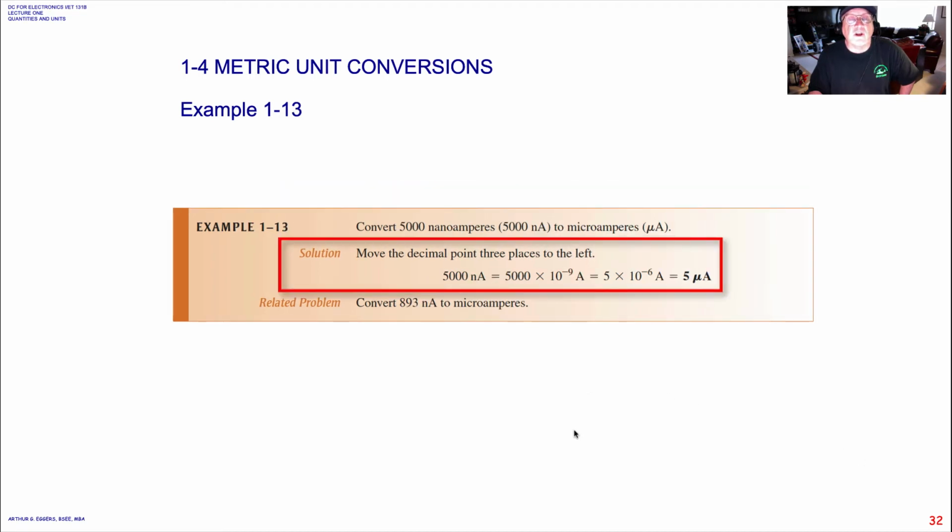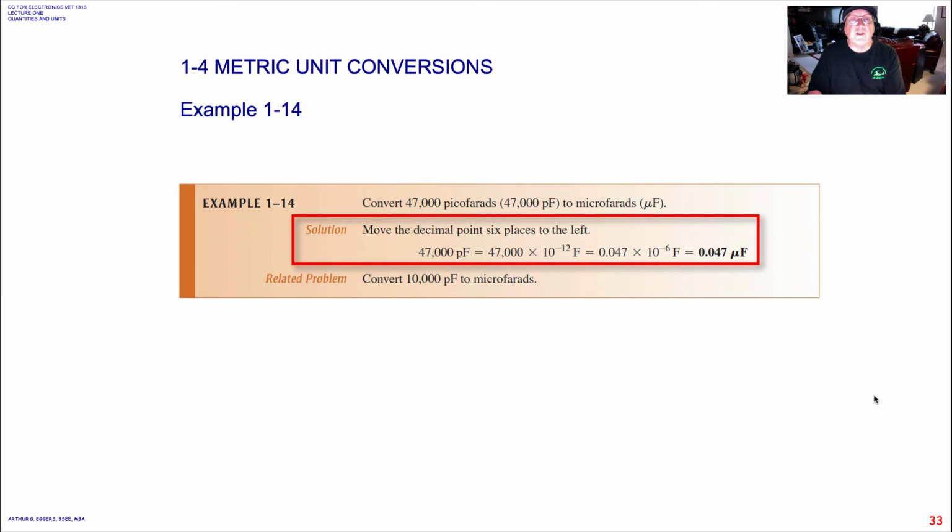In this example, we're going to convert 5,000 nanoamperes to microamperes. So we've got nano, which we know is 10 to the minus 9th, micro, which is 10 to the minus 6. We're going to move the decimal point 3 places now to the left to convert it from minus 9 to minus 6. So 5,000 nanoamperes is 5,000 times 10 to the minus 9th. If we move the decimal point 3 places, that reduces the non-fractional portion to just 5 times 10 to the minus 6 microamps.